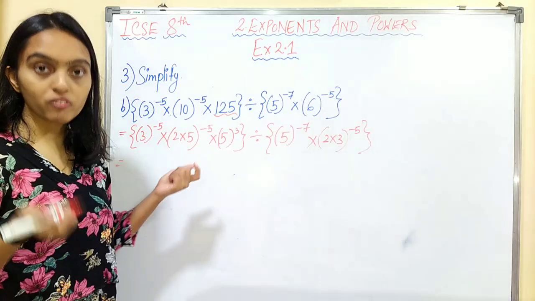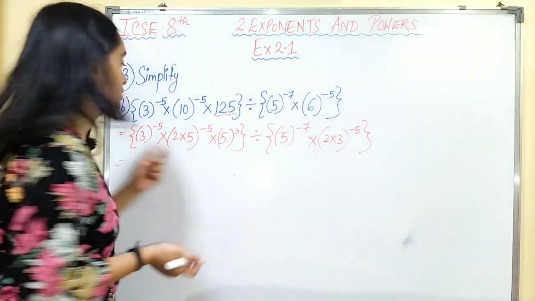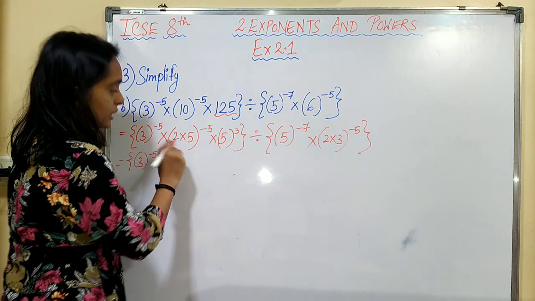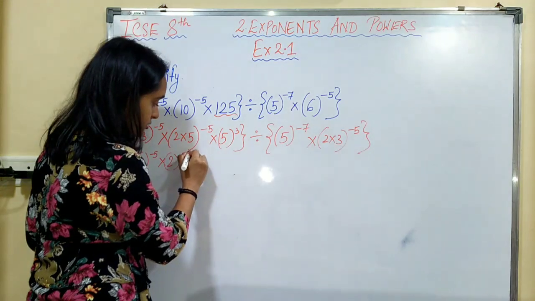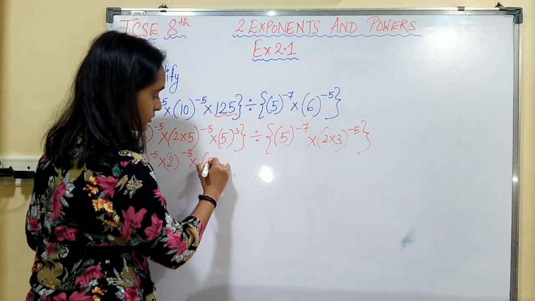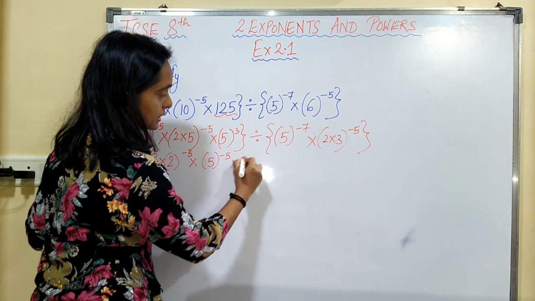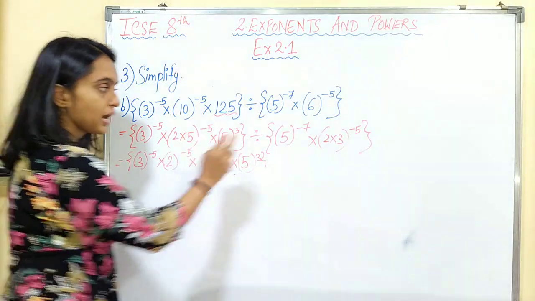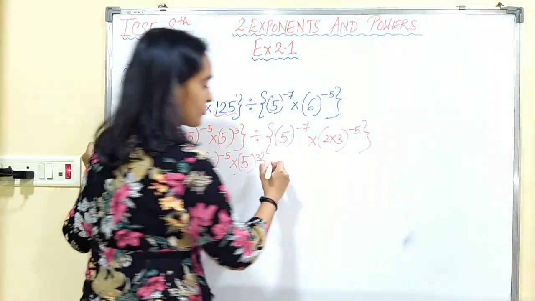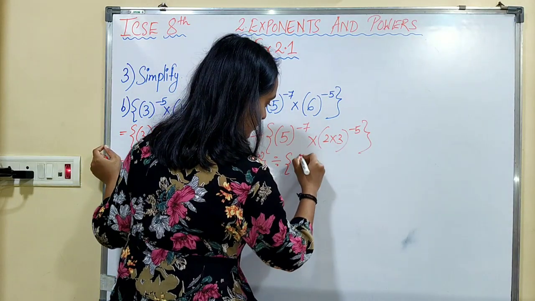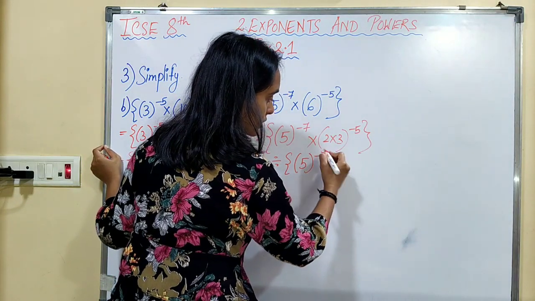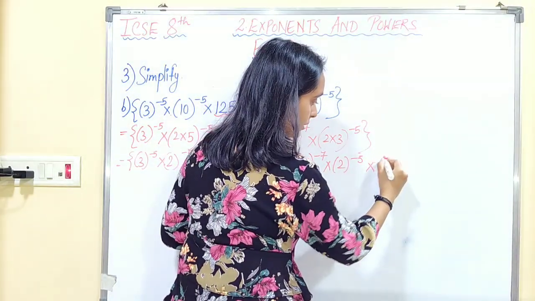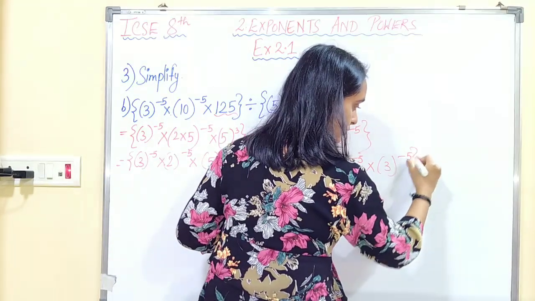Now using the law of product we can separate this. So you will get 3 raised to minus 5 multiplied by 2 raised to minus 5 multiplied by 5 raised to minus 5 multiplied by 5 raised to 3. We separated this, and similarly we will separate this here, divided by 5 raised to minus 7 multiplied by 2 raised to minus 5 and 3 raised to minus 5.